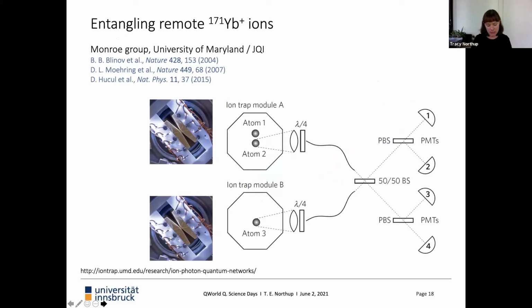And so I want to tell you a bit about how you can link the electronic states of ions in two different traps. And that's work that was really pioneered by Chris Monroe's group, formerly at the University of Maryland and JQI, now at Duke University. So starting with work back in 2004 by Boris Blinov and colleagues, where they first entangled ions with optical photons, and then they continued to do a number of experiments generating remote entanglement between ions.